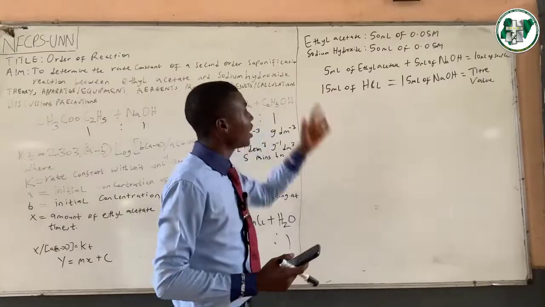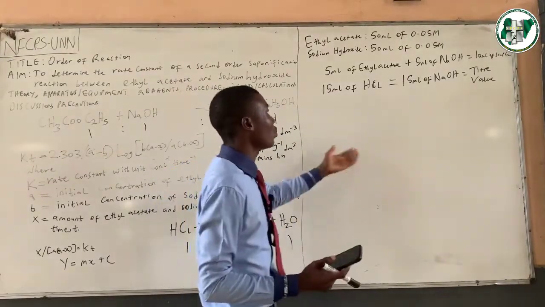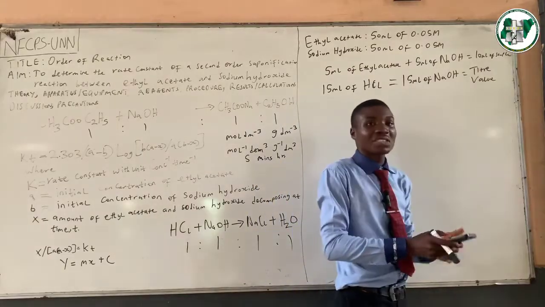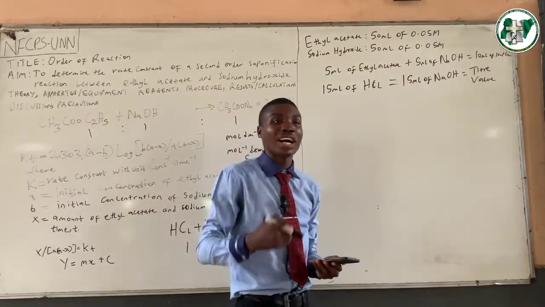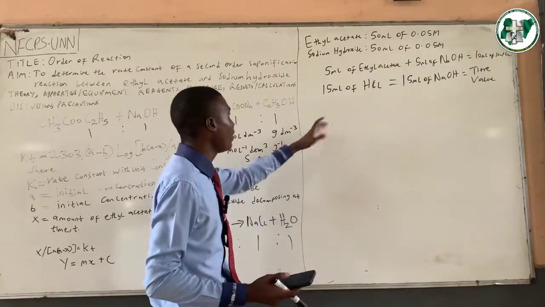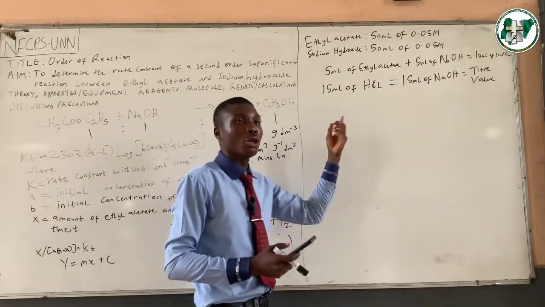I said that of the 20 ml you added, without any form of reaction, 5 ml of it will have reacted with the 5 ml of sodium hydroxide contained in the 10 ml of sample that you withdrew from the conical flask. Then, when 5 ml have reacted, obviously what you're having is about 15 ml. This is in terms of volume. What you're having is about 15 ml of HCl.